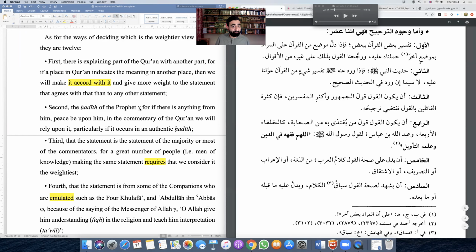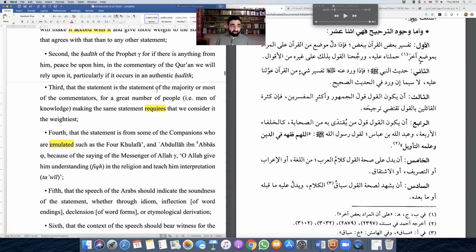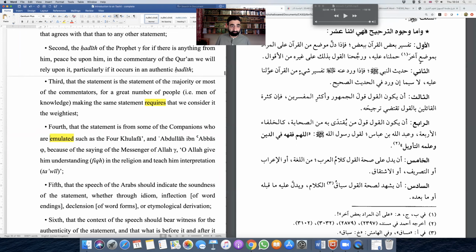Okay, so the statement is a statement of the majority or most of the commentators. Did I talk about the hadith part? Not really. If there's anything from him, sallallahu alaihi wasallam, in the commentary, we'll rely upon it. That's fine. Statement is a statement of majority or most. So that looks a bit redundant in English.